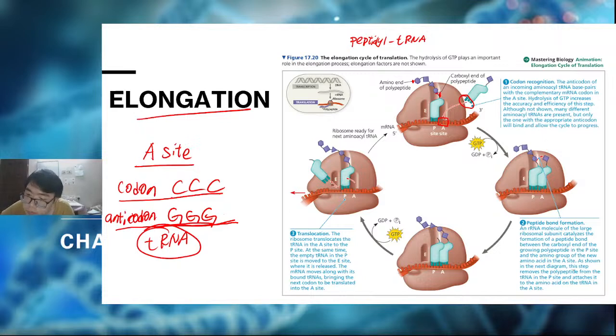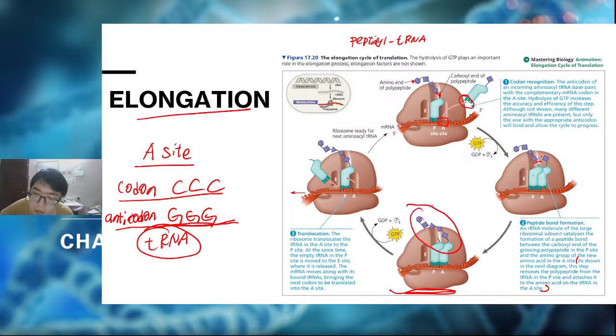Okay, so this step remove the polypeptide from the tRNA in P site and attach it. So yang ni senang cerita lah. So yang ni akan remove lah. The peptide chain at the P site will be removed from tRNA from P site and then will attach to the amino acid that attach to A site one. In the A site one. So maksudnya lepas tu dia akan jadi macam ni lah.